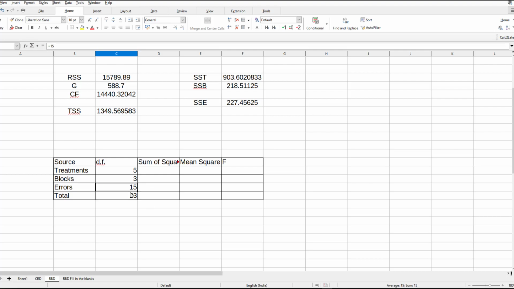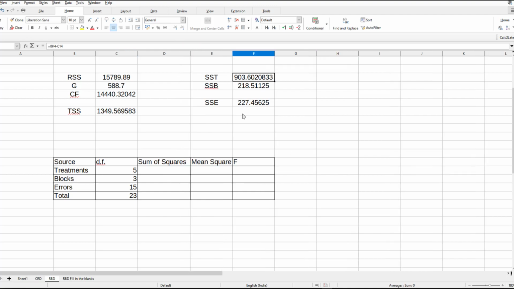The same thing you can also calculate by using this, which is equal to 23 minus 5 minus 3. If you forget the formula for degrees of freedom, simply subtract the available degrees of freedom from the total degrees of freedom. You will get the same value, 15, right? So we got degrees of freedom and we already got the sum of squares.